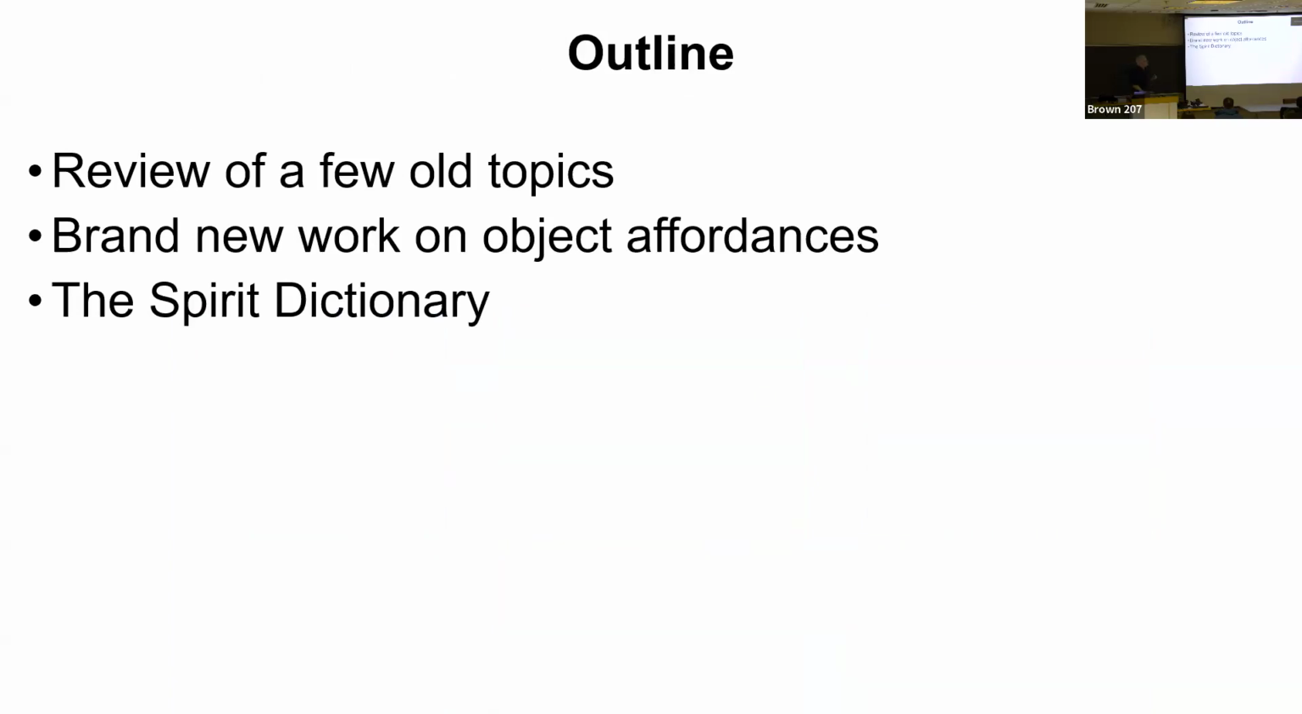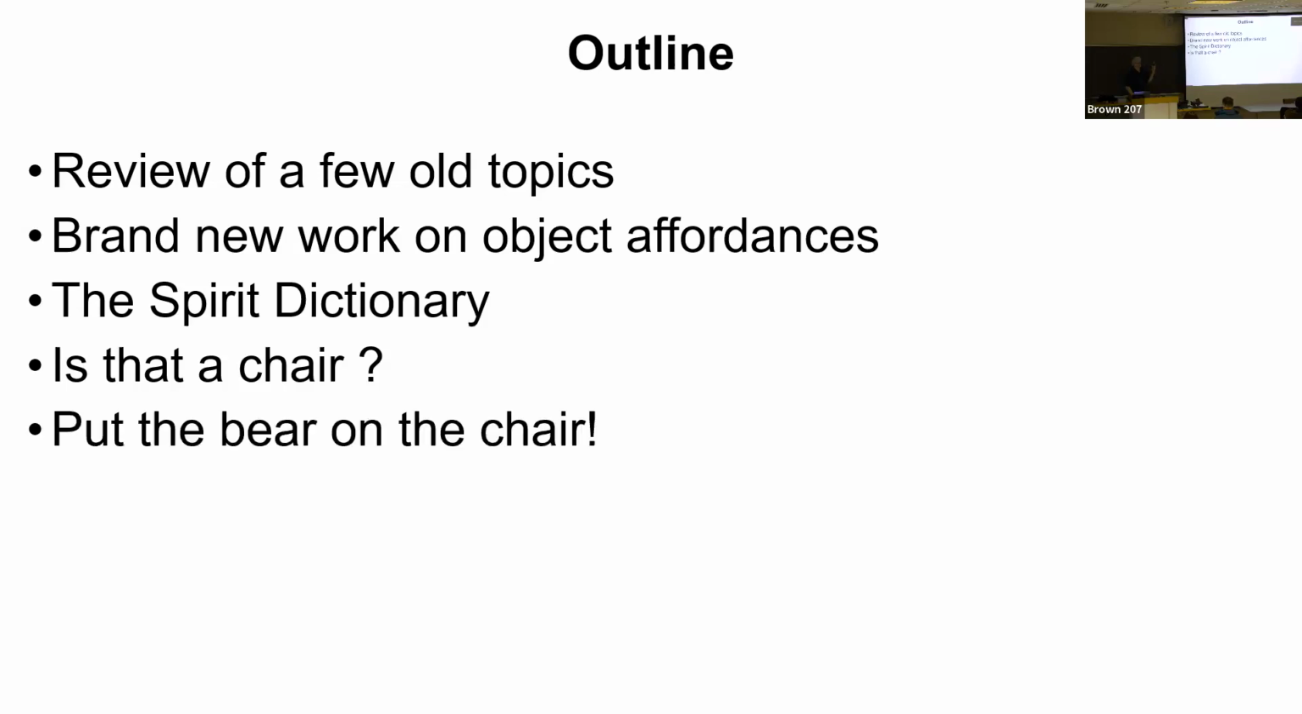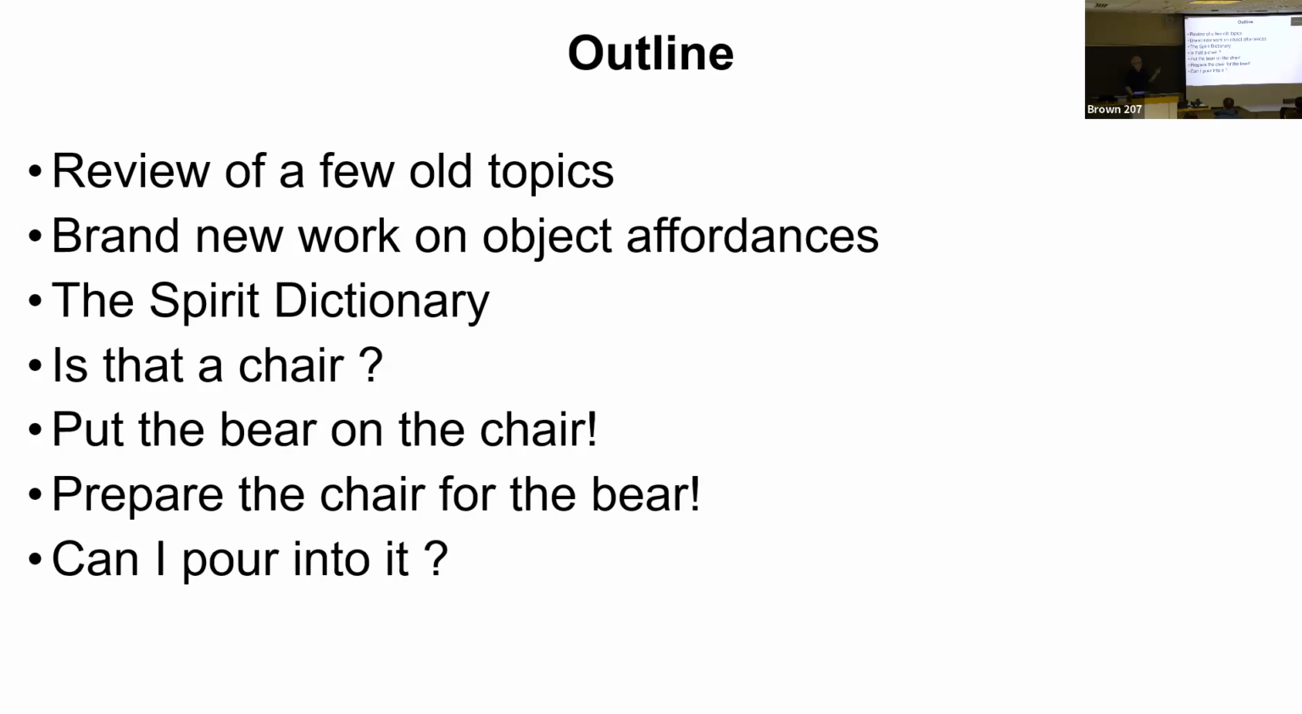But now I want to get into the new work, which I'm very excited about, which, you'll see at the end of the talk, draws on the same mathematics as the old work. We're developing something we call the Spirit Dictionary, and I'll show what that means in a minute. It's all about affordance-based reasoning of objects. Whereas my older papers all have fancy mathematical titles, my newer papers have kind of cute titles like, is that a chair? So a robot encounters an object and wants to answer the question, is that a chair? Or put the bear on the chair. You'll see that one in a minute. And can I pour into it? If the robot comes to an object, is that object a container? So can it contain water, for example?